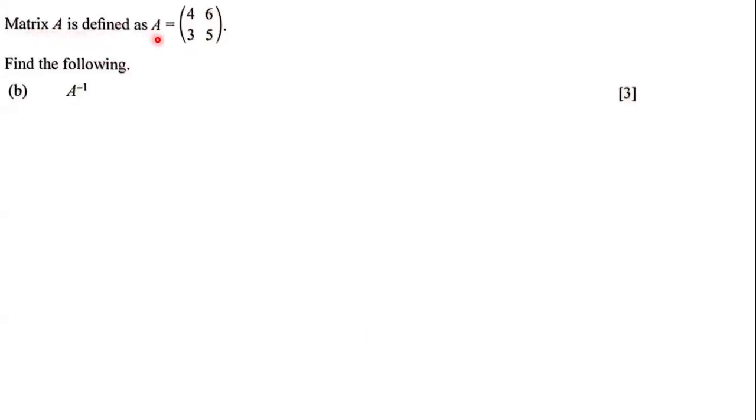Matrix A is defined as A equals [4, 6; 3, 5]. Find the following: A inverse. Now, how can we find A inverse?